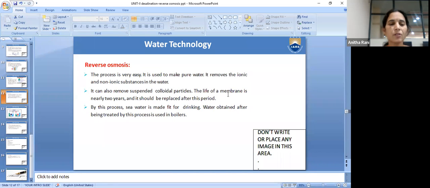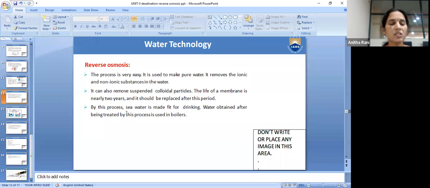The life of the semi-permeable membrane is up to 2 years. Up to 2 years, we can do the process and purify the water. After 2 years, that semi-permeable membrane is replaced; we can take it out and put in a fresh semi-permeable membrane.